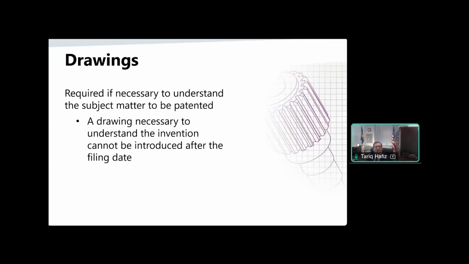All right, let's move on to the drawings. Remember, drawings are required when necessary to understand the subject matter. Most applications include at least one figure, and if you're filing a design application, drawings are the crux of the invention. There are certain drawing requirements specifically for design patents. Please see MPEP 1503.02 for details on drawings for design patents.